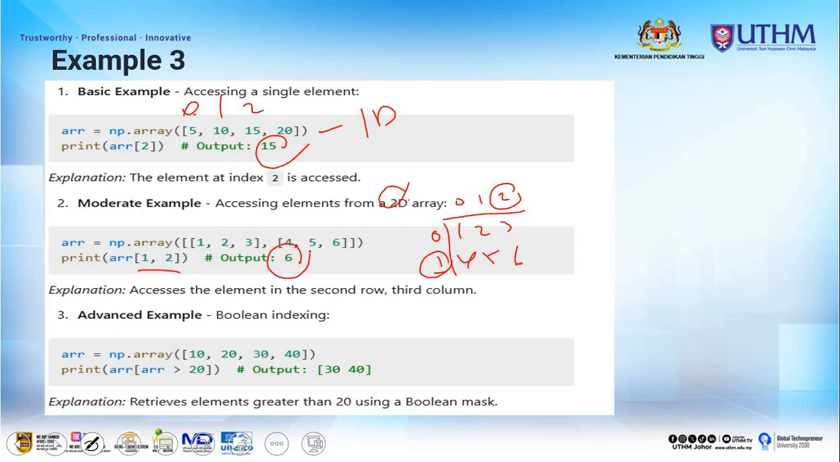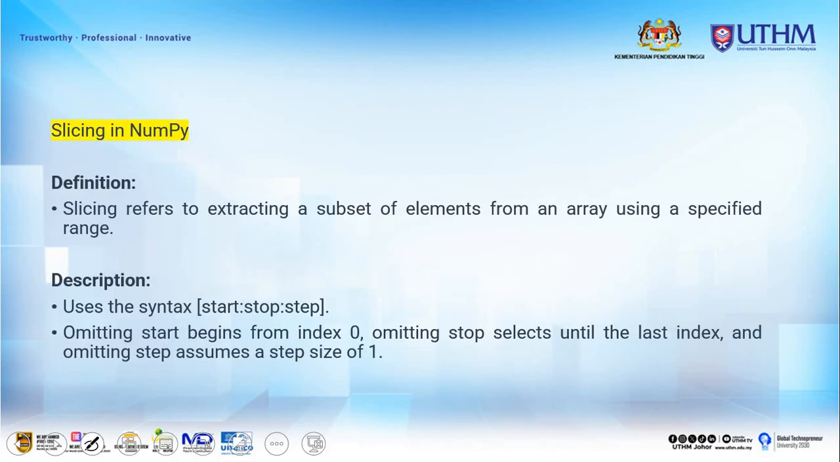Boolean indexing. Boolean indexing retrieves elements greater than 20 using a Boolean mask. So if the condition is true, it applies that. If the array is greater than 20, which means 10 and 20 are excluded because it's a greater-than symbol, the output will be 30 and 40. So this is the output. This is how we access single or multiple elements from a data set using NumPy.